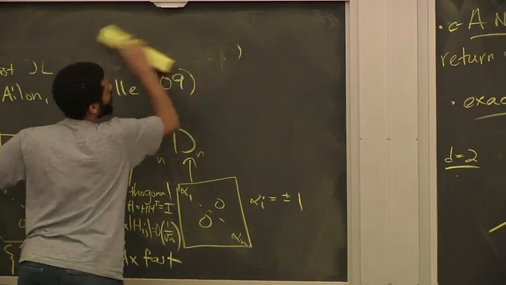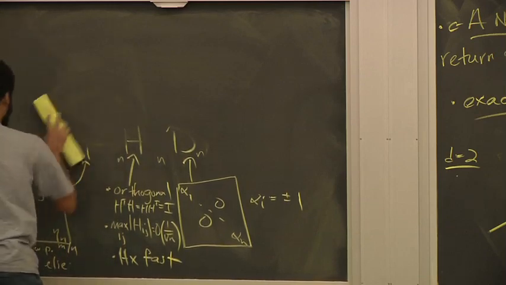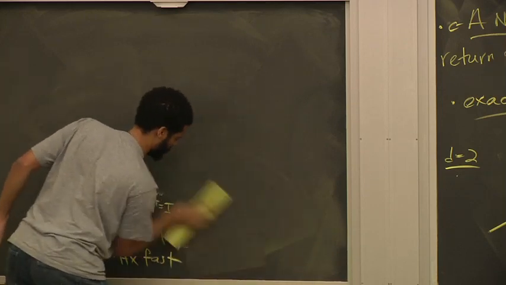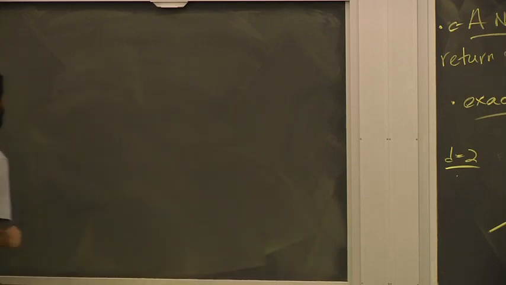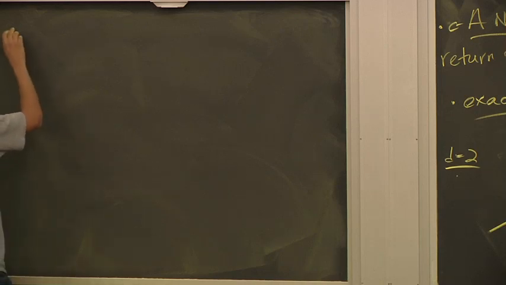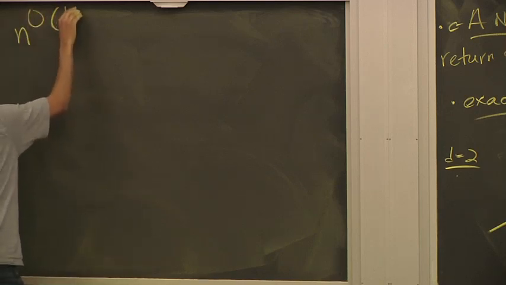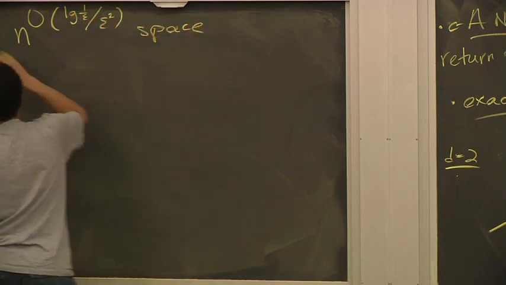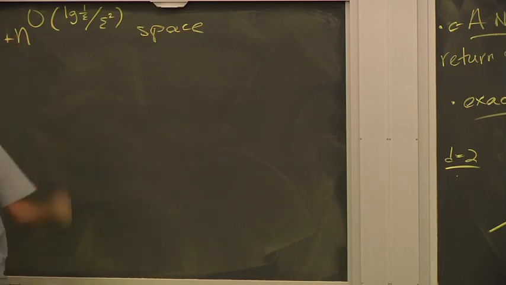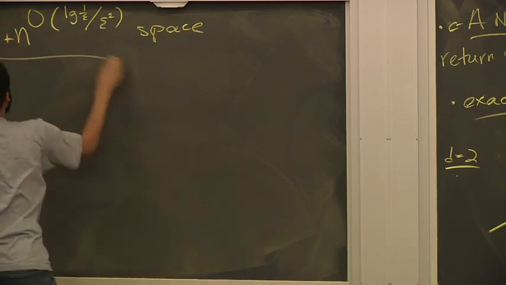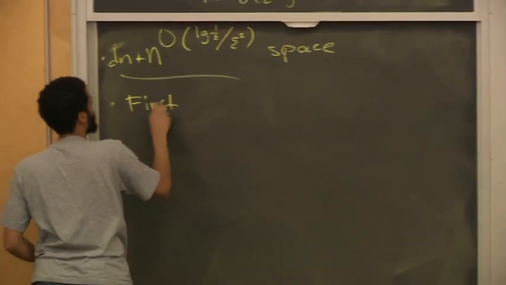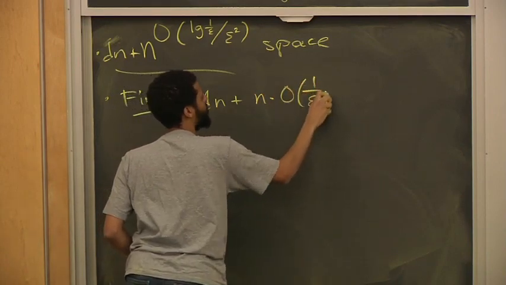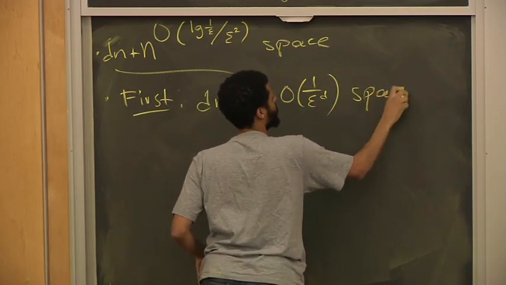And I'll show you the version from Indyk and Motwani. Okay. So actually, what I'm going to show you is something like n to the O of log 1 over epsilon squared space, which is what's in their paper. Okay, dn plus that. First, we'll get space something like dn plus n times O of 1 over epsilon to the d space. Okay.